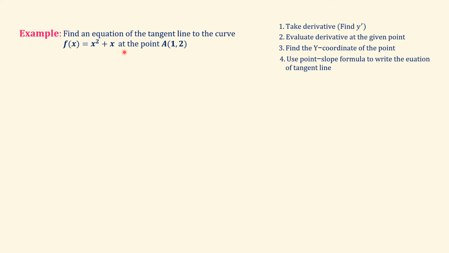Before I solve this example, let's review the steps for finding the equation of a tangent line. The first step is to take the derivative of the given function. The second step is to evaluate the derivative at the given point. The given point in this example is 1 and 2. After we take the derivative of the function, we have to plug in the x coordinate and sometimes the x and y coordinate in the derivative. Then find the y coordinate of the given point. In this example, the y coordinate is given, so we don't need to find it. Anyway, the next step is to use the point slope formula to write the equation of the tangent line.